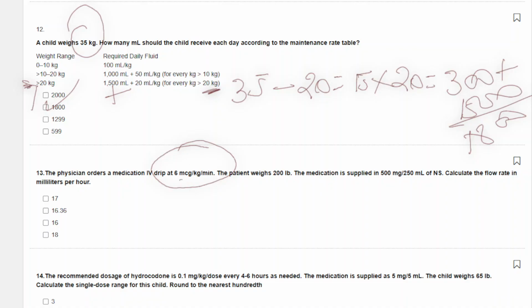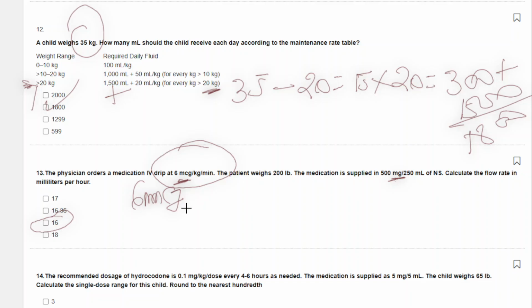Now, since I have microgram over there and milligram here, I have to make sure they are both microgram. Step number 3, multiply your answer by quantity, which is 250. The last step is divide by available, but the available has to be in microgram. Since I have 500 milligram, in microgram it has to be 500 times 1,000. By doing that, I got 16.36. As you know, I have to round that to the nearest whole number, so it has to be 16.